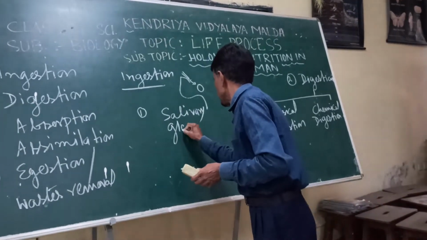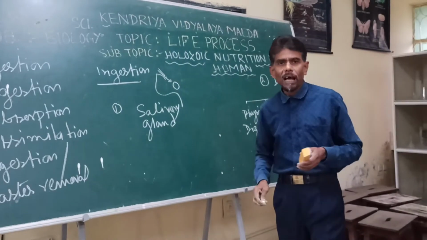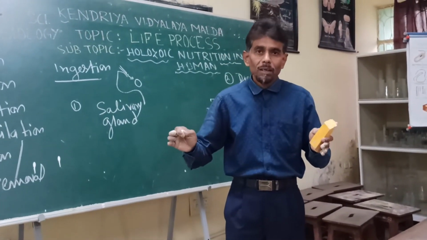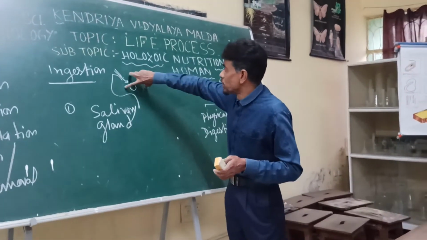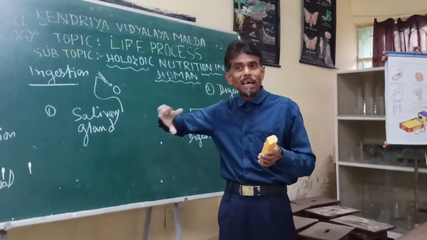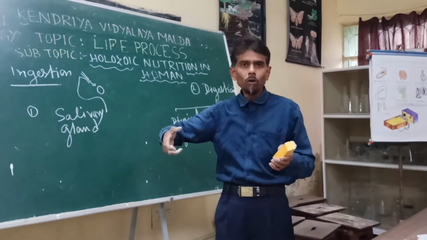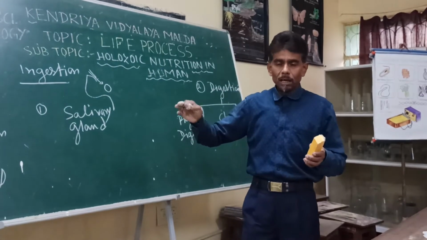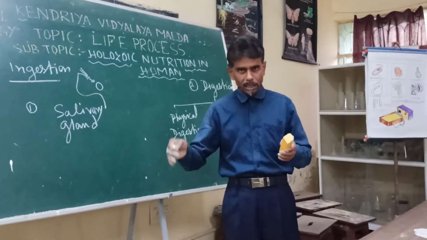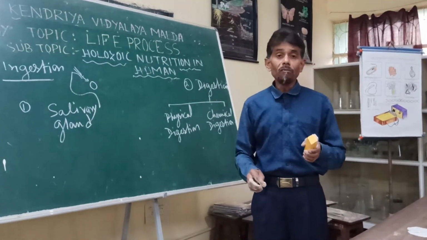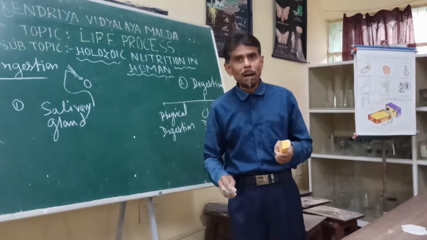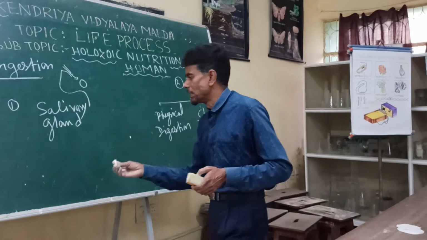This salivary gland secretes a watery juice called saliva. While food is being chewed properly, saliva mixes with the food and makes the food soft. Along with that, the salivary gland secretion called saliva contains a very useful enzyme called salivary amylase, otherwise called amylase enzyme.